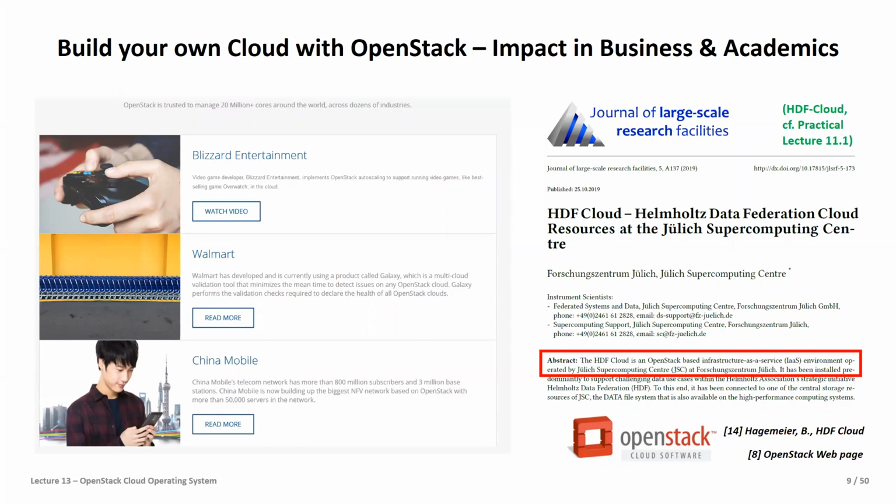Again, you see here a couple of them I want to highlight today: Blizzard. Walmart in terms of retail shopping is using it. You see it's all over the world. China is using it. So OpenStack is really, interestingly enough, adopted all over the business world. And you see here the fact that it's already 20 million plus cores, right? Not anymore 15 million cores.